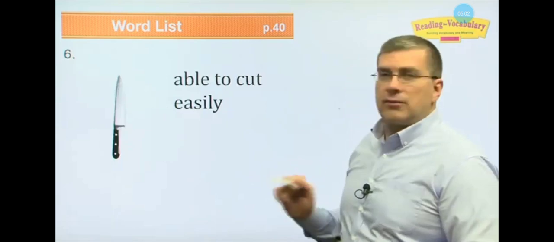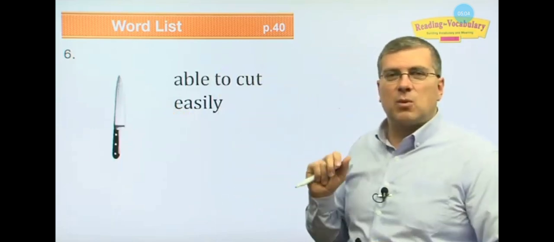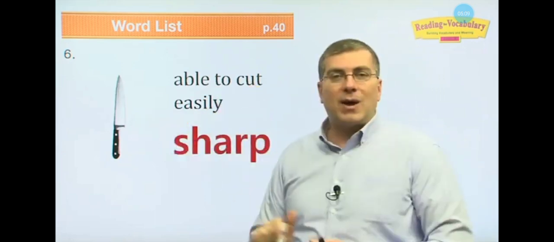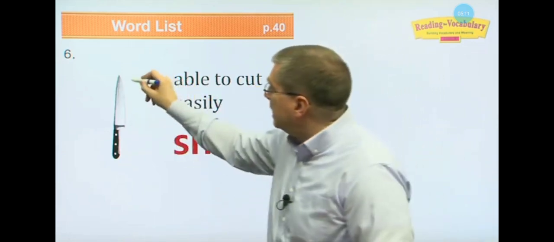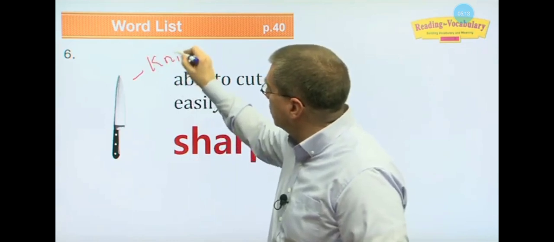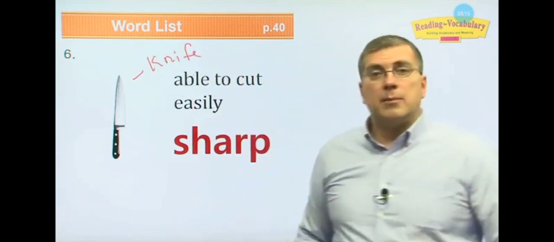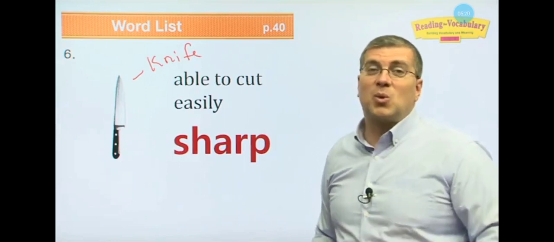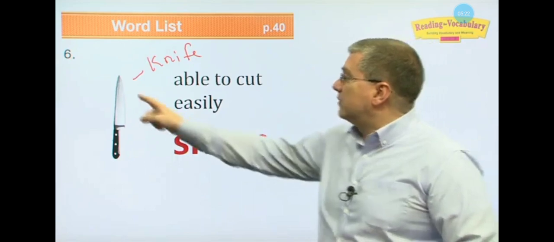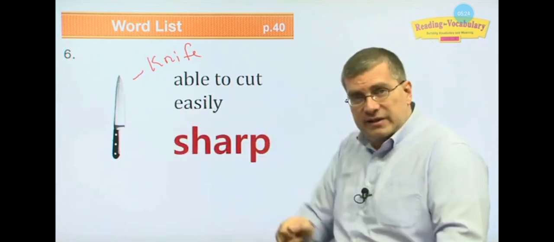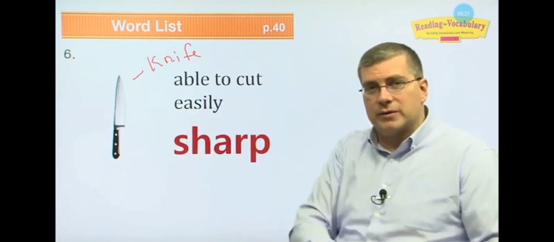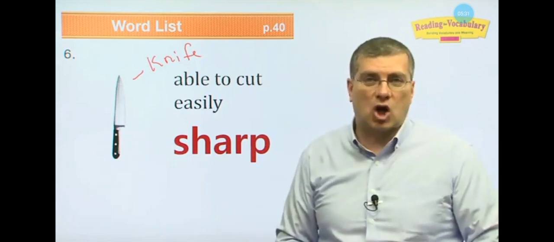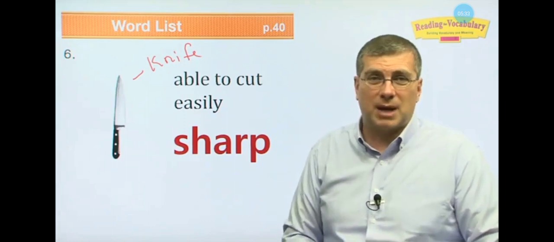Oh, be careful. That could be very sharp, right? A knife is able to cut. A knife is a tool. Be careful with many tools, right? Don't use them the wrong way. A very sharp knife is able to cut something easily, to cut a tomato or to cut meat, right? The knife should be sharp. Be careful with the sharp knife.